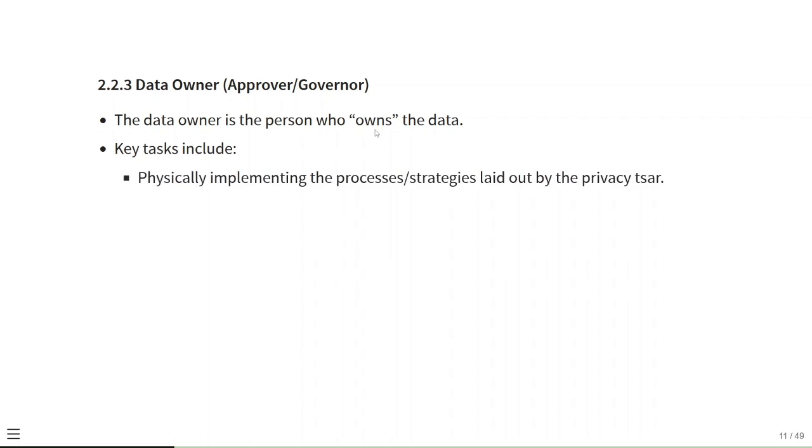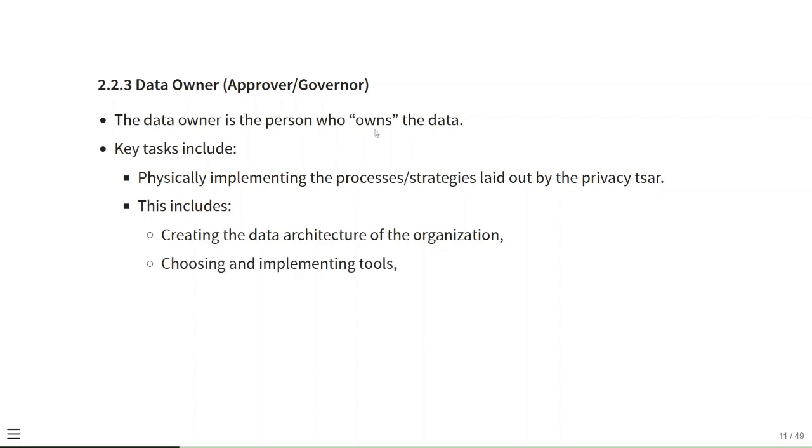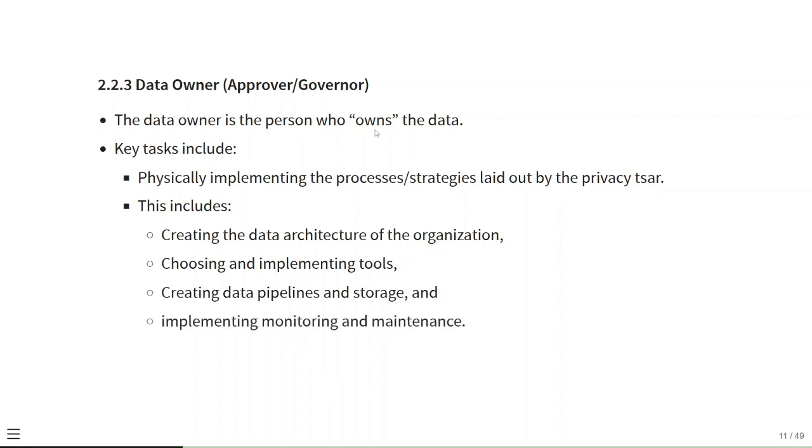The data owner belongs to the approver and/or governor category and is the person who owns the data. Key tasks include physically implementing the processes and strategies laid out by the privacy czar, and this includes creating the data architecture of the organization, choosing and implementing tools, creating data pipelines and storage, and implementing monitoring and maintenance. Data owners are mostly people with a technical background.